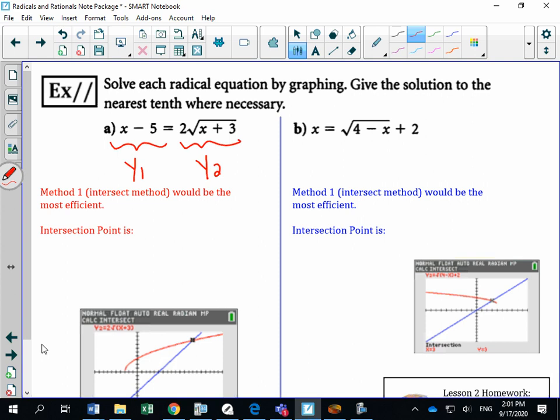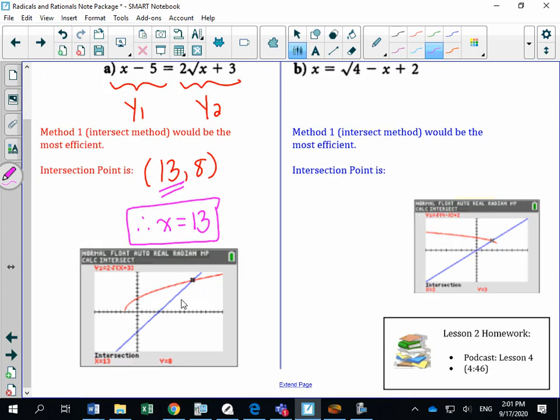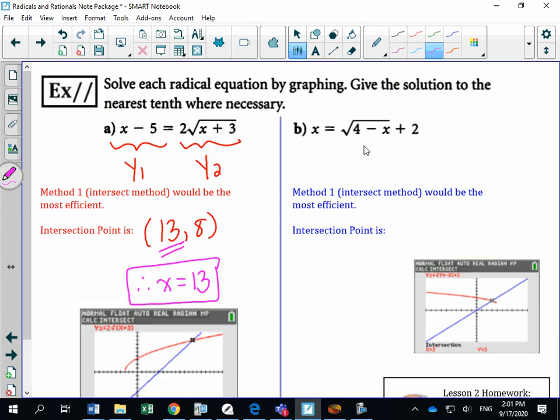Okay, if you did this correctly, you should have gotten an intersection point of 13, 8, and the answer is always going to be the x value. So therefore, the solution, or the root, is x is equal to 13 for that question. This is what your graph should have looked like, with 13 and 8. Try this one here.